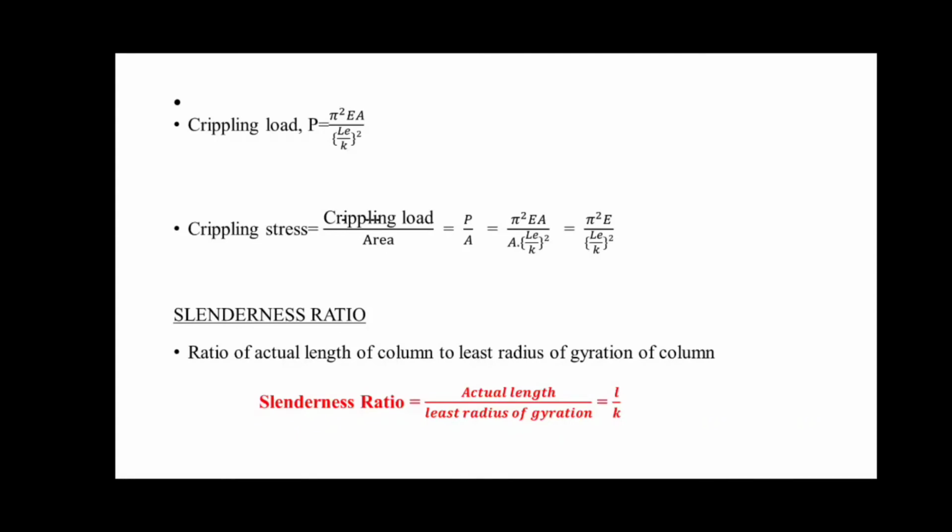So slenderness ratio is very important. That is the ratio of actual length of column to least radius of gyration of column is known as the slenderness ratio. Slenderness ratio is equal to actual length by least radius of gyration, that is equal to L by K.